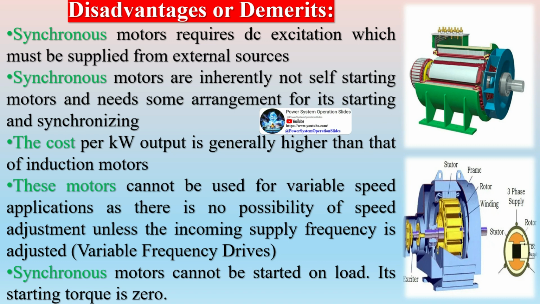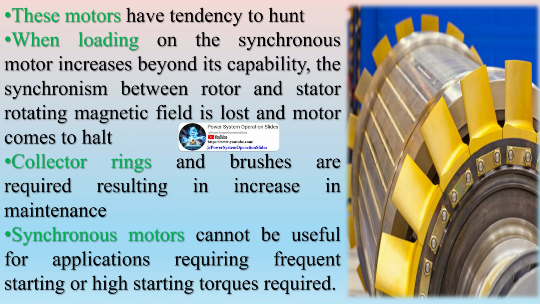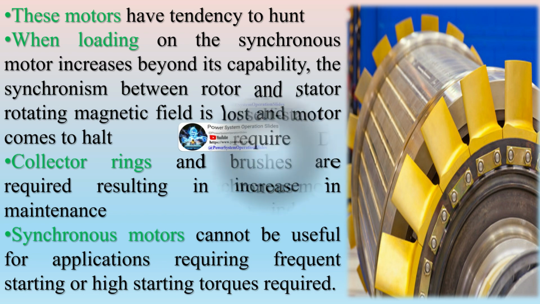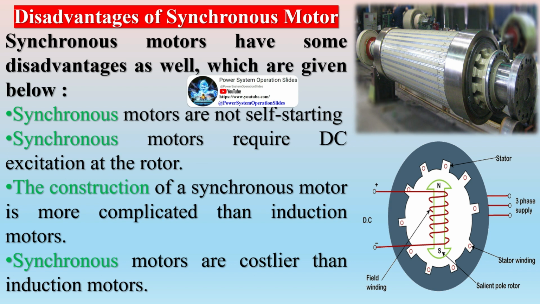Disadvantages. External excitation requirement. Synchronous motors require an external excitation source to generate a magnetic field. Limited speed range. Synchronous motors have a limited speed range and cannot be used in applications that require variable speed. High cost. Synchronous motors are more expensive than other types of motors due to their complex design. Starting issues. Synchronous motors are inherently not self-starting and need some arrangement for their starting and synchronizing.